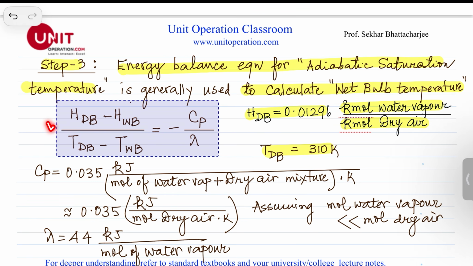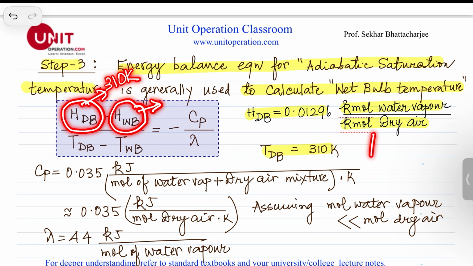This is given in any standard textbook, so I'll just refer to any standard textbook, like, let's say, McCabe, Smith and Harriott, or Geankoplis, or any other book, or your university or college lecture notes. So this is the standard energy balance equation. This is the humidity at the dry bulb temperature, which is at 310 Kelvin. And this is the humidity at the wet bulb temperature, right?